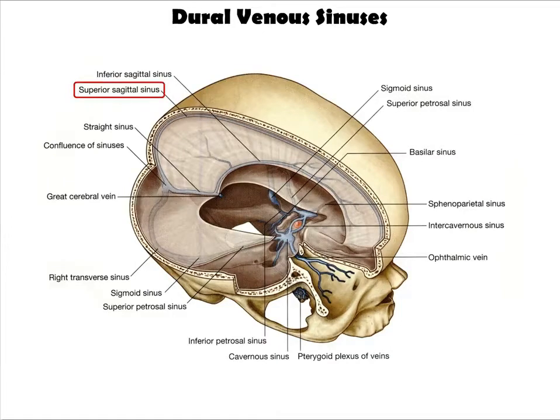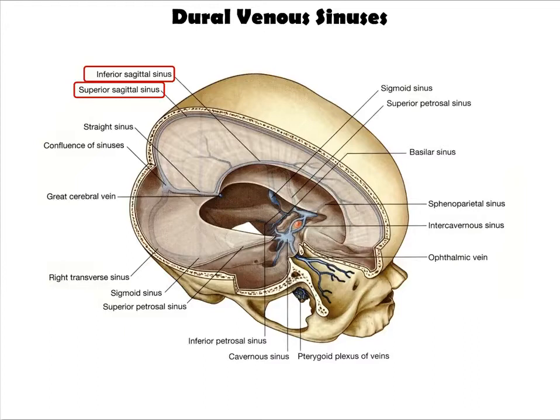The superior sagittal sinus follows the upper border of the falx cerebri, running from the crista galli to the confluence of sinuses. The superior sagittal sinus receives the cerebral veins. The inferior sagittal sinus is much smaller than the superior sagittal sinus, and it runs in the inferior free border of the falx cerebri. It ends in the straight sinus.